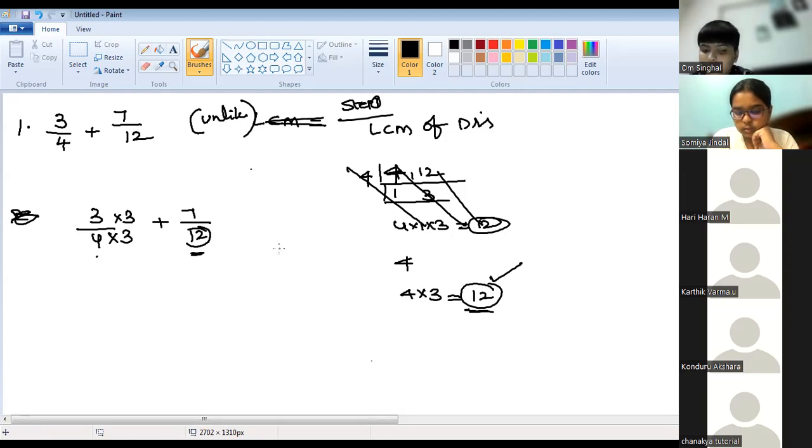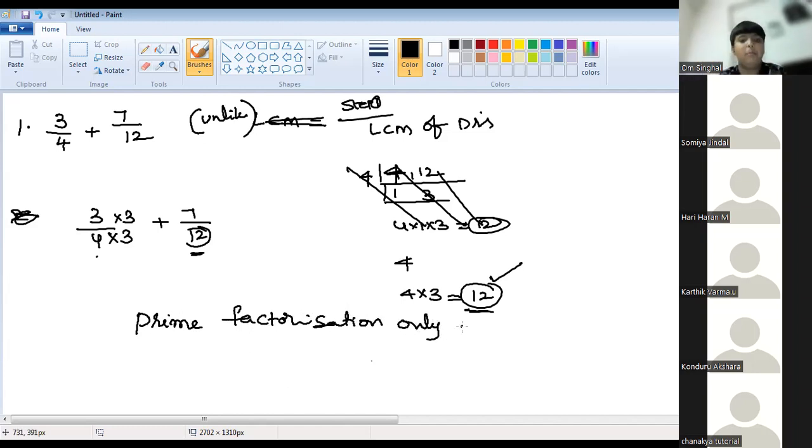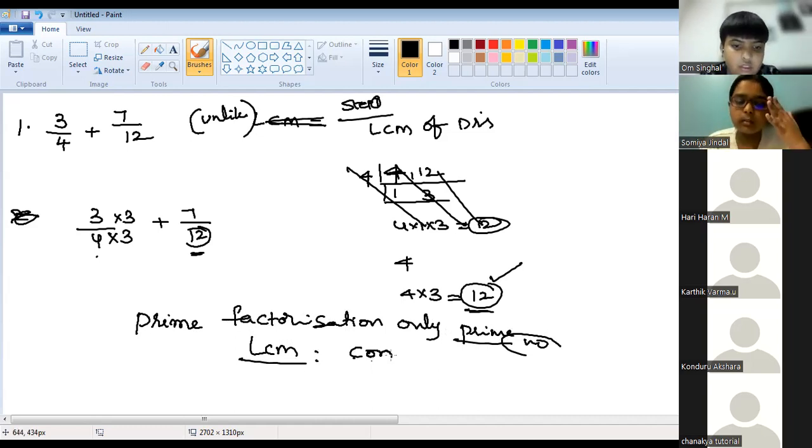If your teacher is asking about prime factorization, you need to do it with prime factorization. The word prime factorization means you can go with only prime numbers. But in LCM, you can go with the common factor. You can go with the highest common factor.